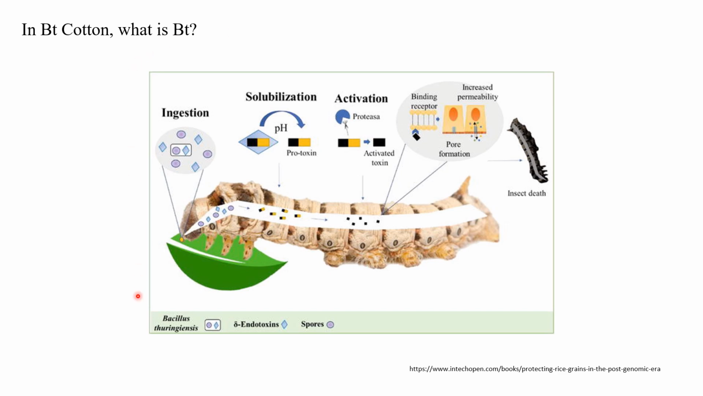This is the reason why Bt cotton, that is Bt, in general Bacillus thuringiensis, is used as a biopesticide.